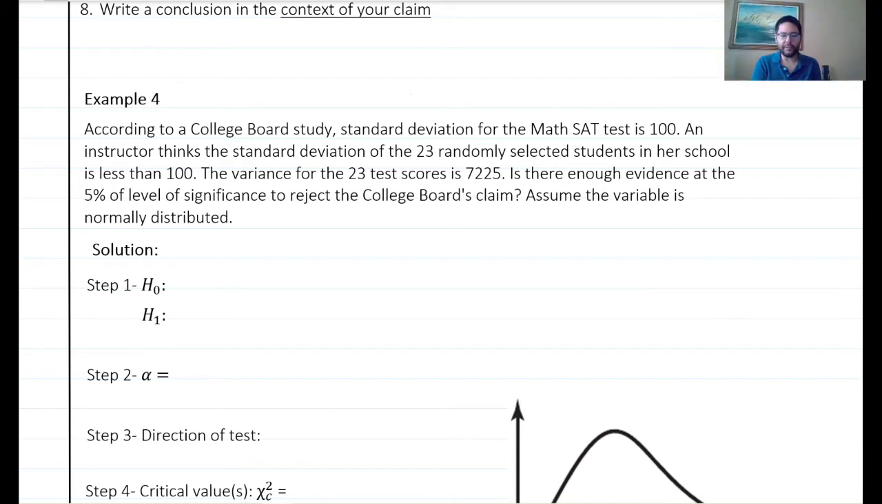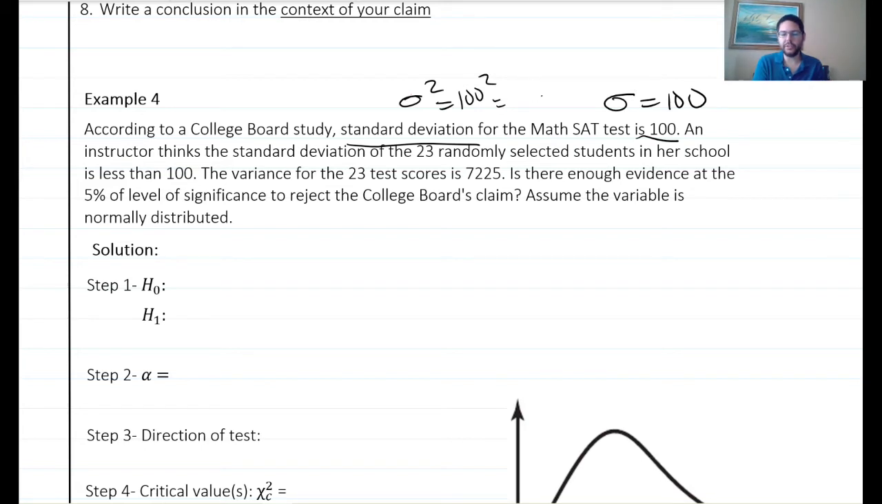First off, according to a College Board study, the standard deviation is 100. So that's our claim right now. They're saying that sigma, the standard deviation, is 100. However, when we set up our hypothesis statements, we want to do it for the variance, just to keep things the same. So I'm going to convert this to a variance. All I have to do is square it. So what's 100 squared?